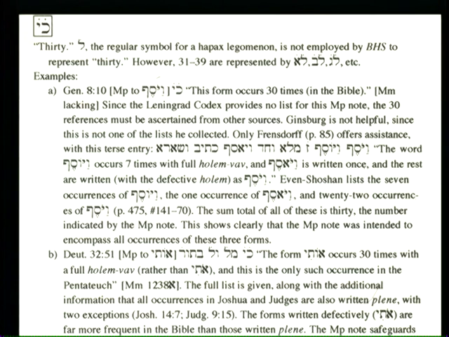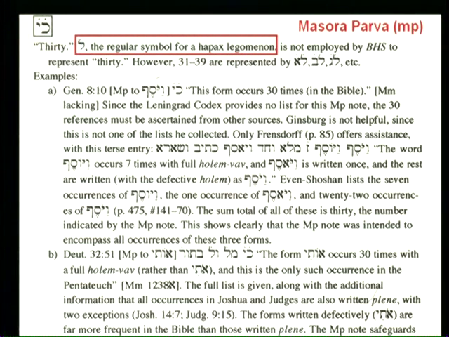The numbers, for example, to use 30, you have to use a kaf and a yod with dots over it, because the lamed with a dot over it is the symbol for a hapax legomenon. Hapax in Greek means once, legomenon means spoken. Spoken once. It occurs once.